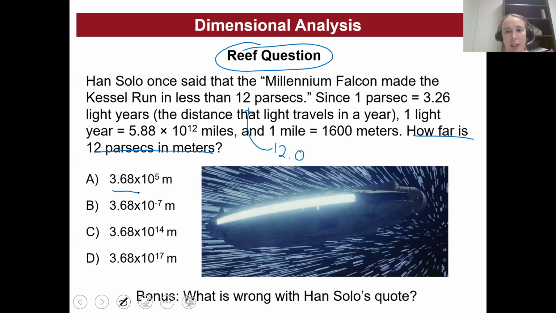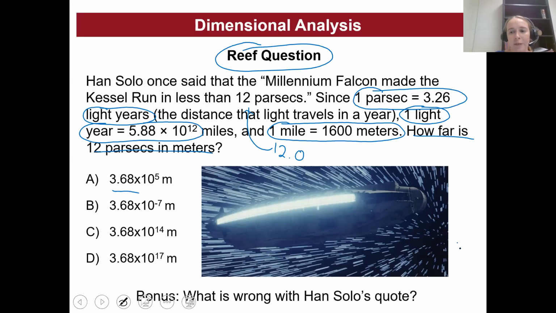But let's keep going. So these equal signs all give us different conversion factors. One conversion factor is that 1 parsec equals 3.26 light years. Another conversion factor is 1 light year equals 5.88 times 10 to the 12th miles. And our final conversion factor is 1 mile equals 1,600 meters. So now we're going to use those conversion factors to solve the problem. And I'm going to give us some more space on the next slide to solve the problem.